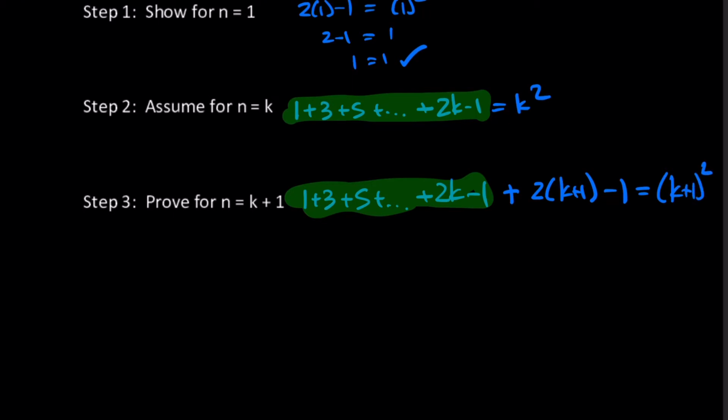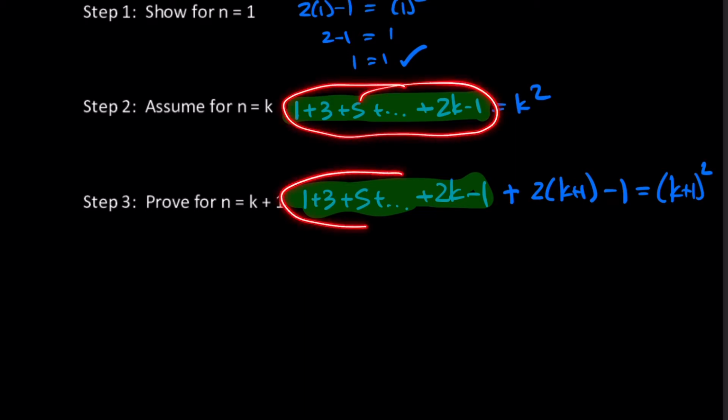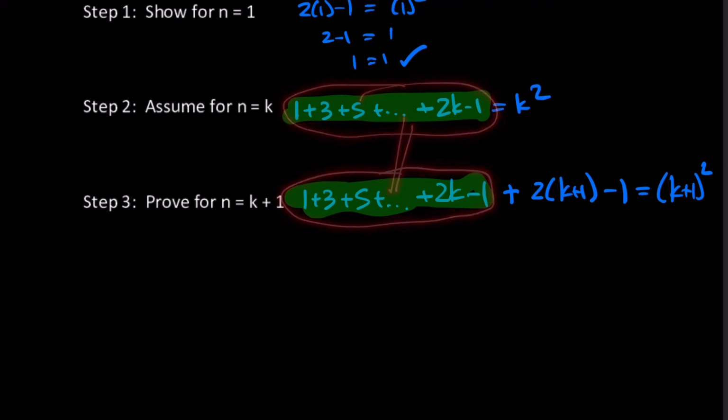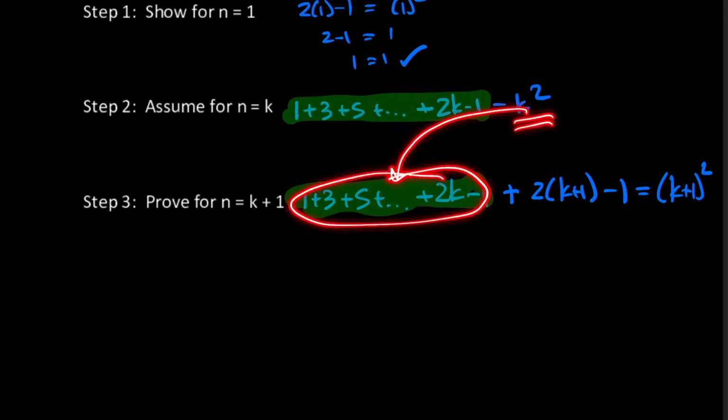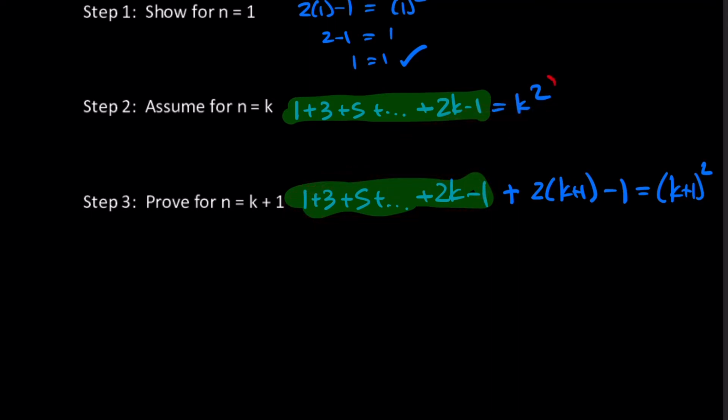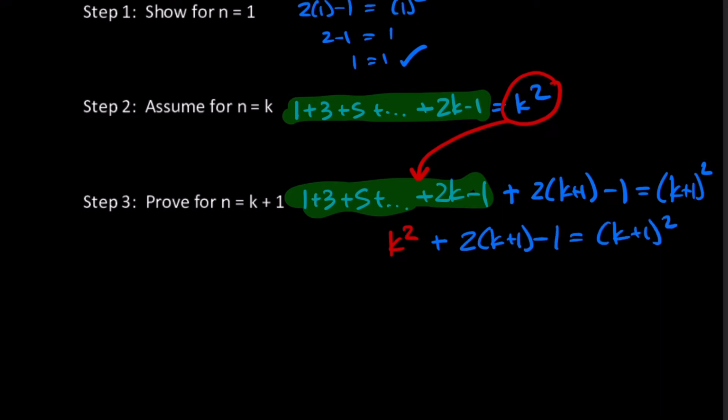All right, so now notice what I've highlighted. These two series are exactly the same. Those are equal. Well, since this is equal to k squared, I can take k squared and replace all of this stuff. And that's what I'm going to do now. I'm going to take k squared and replace all of that. Then I rewrite this statement here. Okay, so that's going to be k squared plus 2 times k plus 1 minus 1 equals k plus 1 squared.